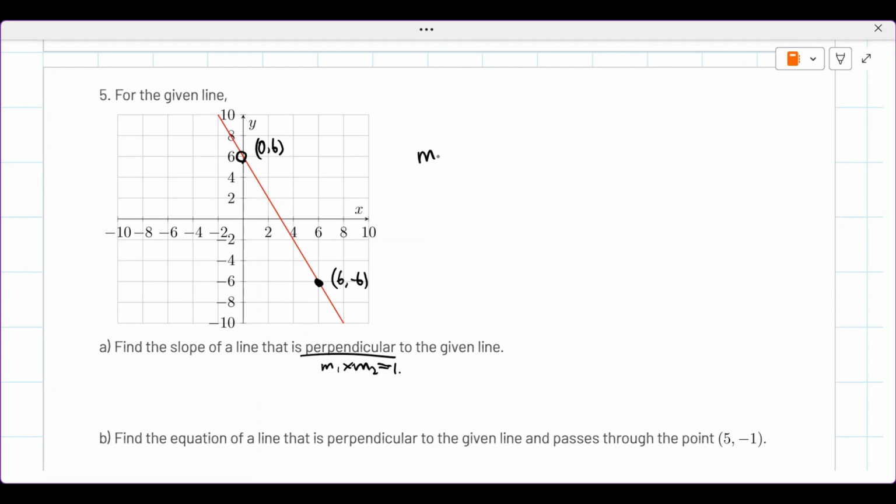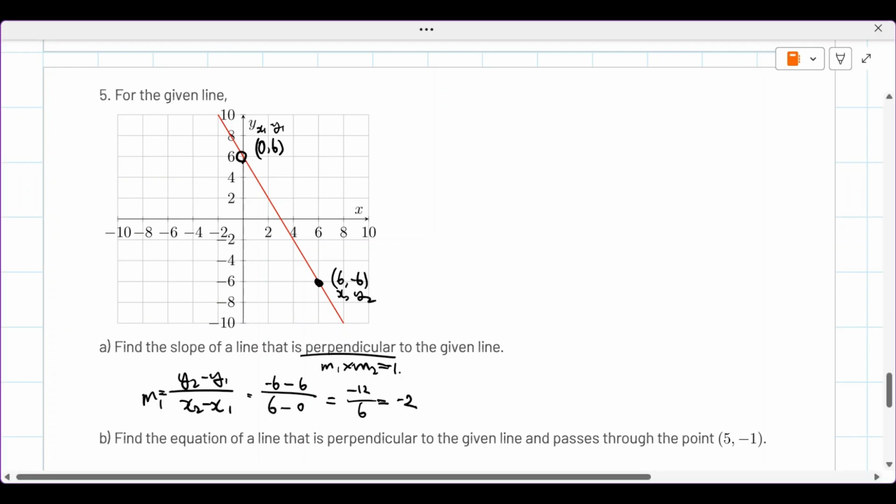So let's use the slope formula. m equals y2 minus y1 divided by x2 minus x1. Let's call those x1, y1, x2, y2. So y2 is -6, y1 is 6, x2 is 6, x1 is 0. So that's -12 over 6, and my slope for the given line is -2.